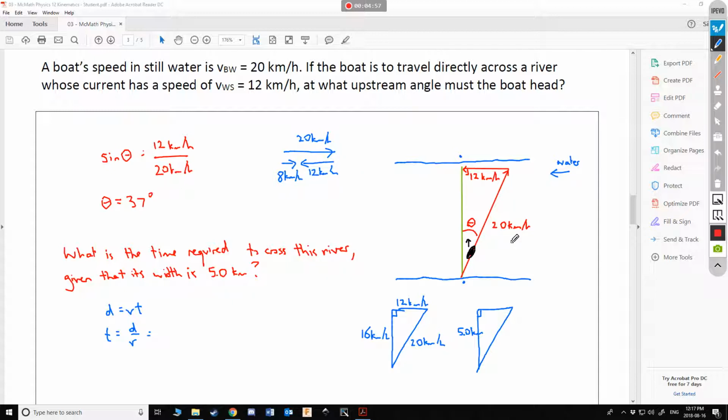However, it's not going directly across, it's going at some angle. So we can see it's going 20 kilometers per hour at that angle. The water is at 12 kilometers per hour. It appears to be crossing the river at a rate of 16 kilometers per hour. So we can write down 5.0 kilometers divided by 16 kilometers per hour. And we get a time of 0.31 hours.